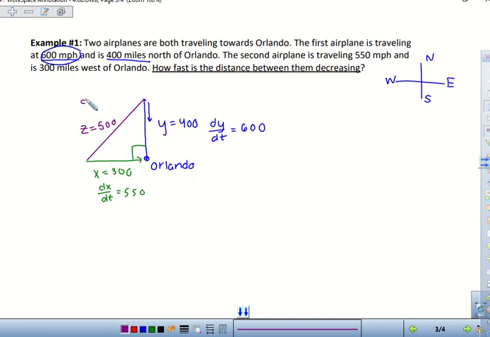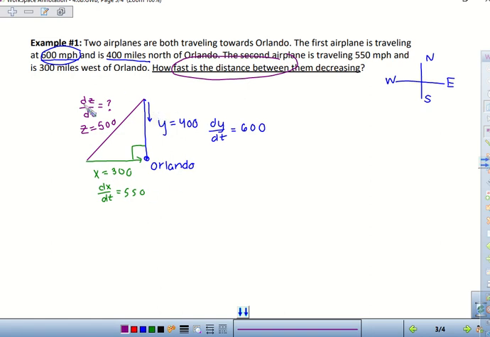Okay. We don't know what dz/dt is. That's what we're trying to figure out, right? dz/dt is the distance. So it says how fast is the distance between them decreasing? That would be our distance, right? Between them is dz/dt. So is everybody good with that?